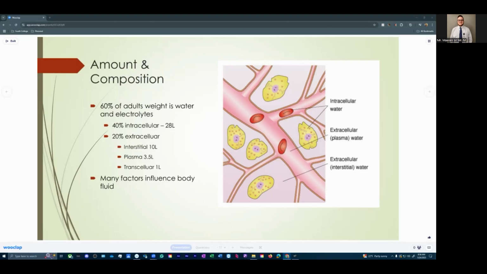ICF is intracellular fluid, but you could also think of it as inside cell fluid to help you remember. Intra is like internal, and extra is outside the cell. So, moving on.